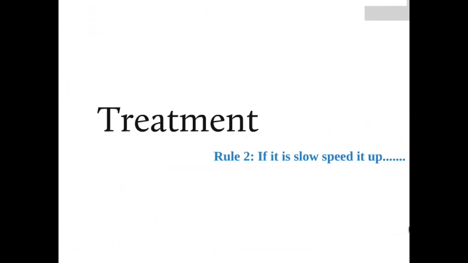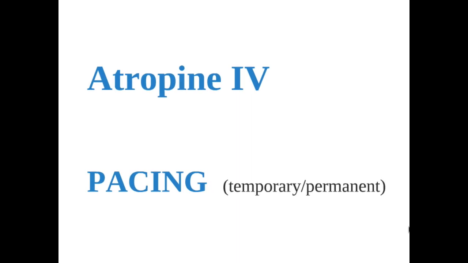Okay, so treatment of bradycardias. Now this is where we come to rule number two of arrhythmias. And it's pretty obvious. If it's slow, speed it up. Okay? And how do you speed it up? Heart block, or bradycardias, are relatively easy. You give atropine, not adenosine, atropine. So atropine is the one drug I want you to remember today for bradycardias. Okay, atropine will increase your heart rate, and you can give it multiple times.